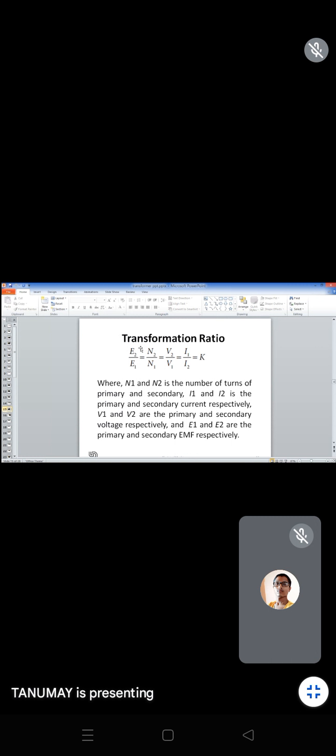So here you can see this transformer ratio, it will be E2 by E1, that is equal to N2 by N1, that is equal to V2 by V1, that is equal to I1 by I2, that will be equal to one constant. So here you can see this induced voltage, this number of turns and voltage, it will be related with current in inversely proportional.